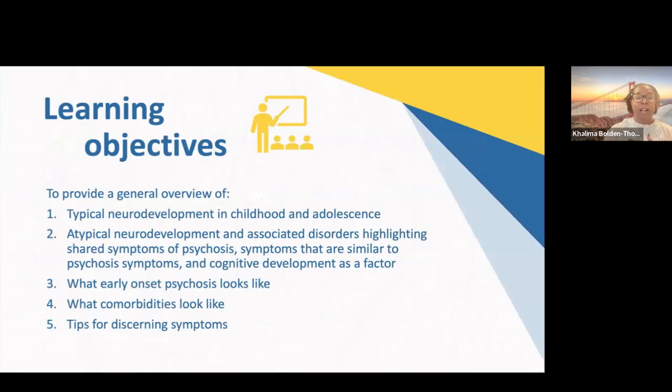All right, so the point of our general presentation today is to understand what neurodevelopment looks like, what typical development looks like, and where those deviations occur. Then what early onset psychosis looks like and how we can tease that apart from things that are typically occurring in development versus those that are not and may be better seated in a different camp, even though they might look like psychosis. Then what it looks like when neurodevelopmental issues and psychosis are both present, and then some tips for discerning symptoms.